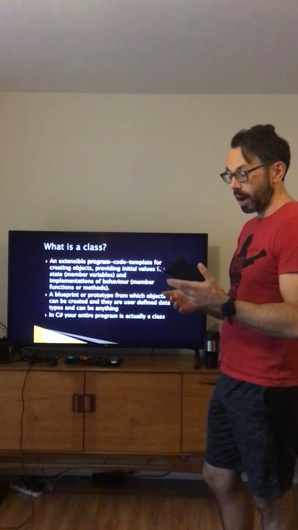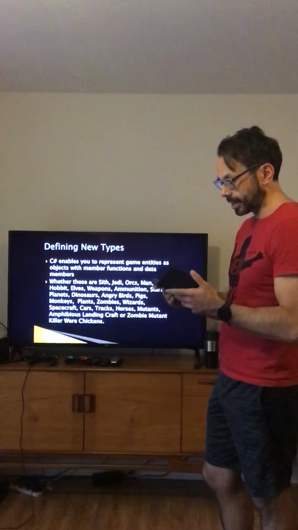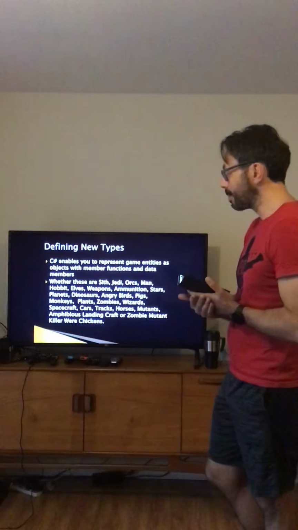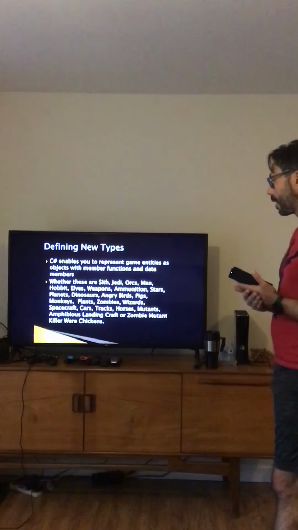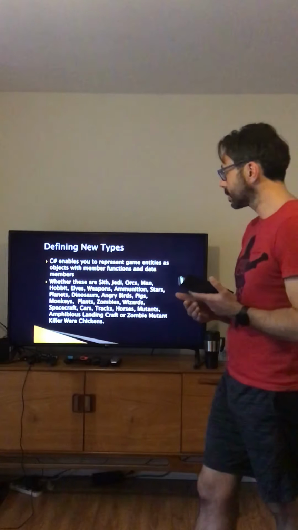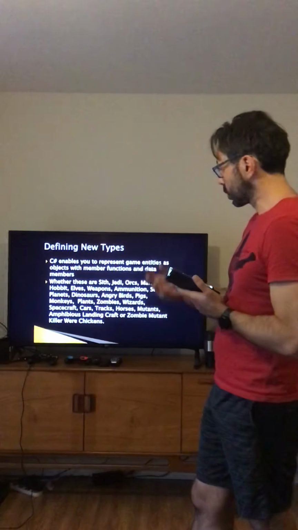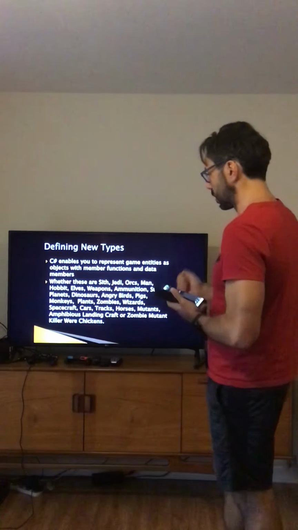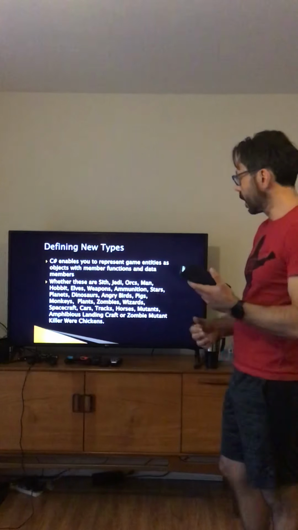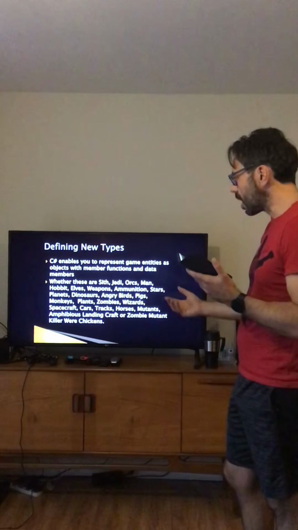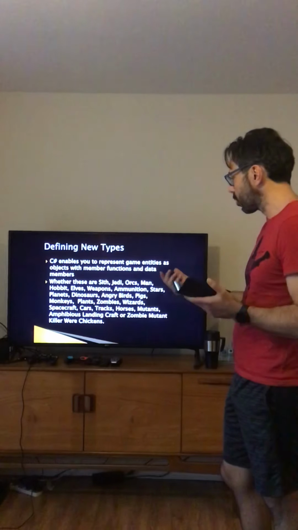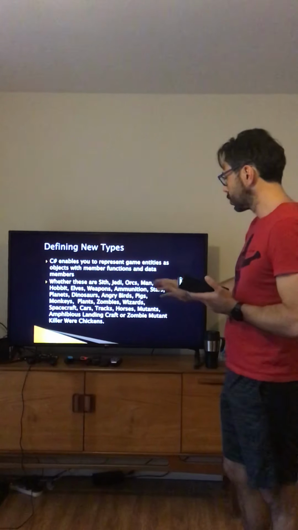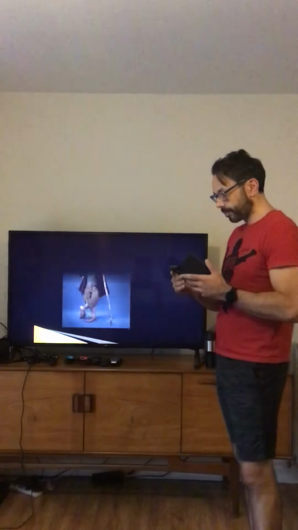So in C# your entire program, as you know, is obviously a class, okay? So in terms of defining new types, C# enables you to represent game entities as objects with member functions and data members. To bring it into popular culture, you've got the Sith, the Jedi, the Orcs, the hobbits, elves, weapons, ammunition, stars, planets, dinosaurs, angry birds, pigs, monkeys, plants, zombies, wizards, space, the list goes on, or even zombie mutant killer were-chickens. Okay, so here we have it.